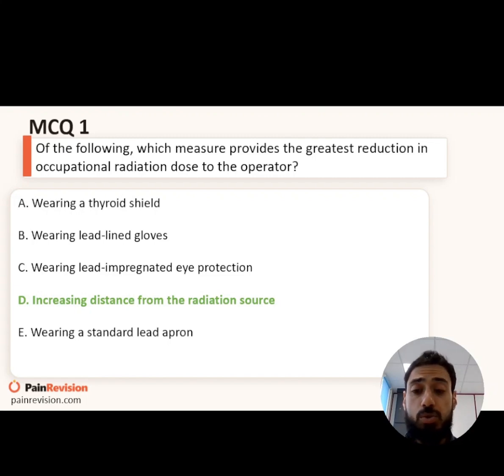All right, so this one is quite straightforward. Obviously, it will be increasing the distance from the radiation source. As I've mentioned earlier, radiation exposure is inversely proportional to the square of the distance from the source. So if you double your distance, you reduce your radiation exposure to 1/4.